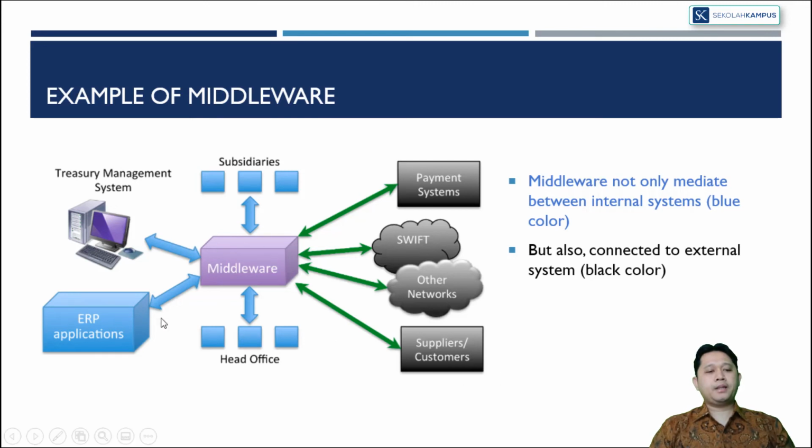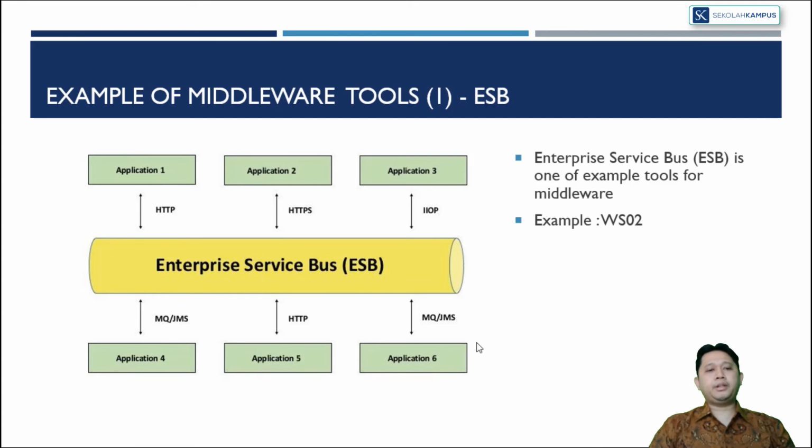Okay, this is middleware, and there are two applications here. The first is ERP, and the second one is treasury management. Okay, with middleware, there is communication between the head office and the branches or subsidiaries. And this is an example that middleware not only mediates between internal systems, the blue color, but is also connected to external systems, as we can see in the black color here. For example, they connect to a payment system, or Swift, or other networks, or to suppliers or customers.